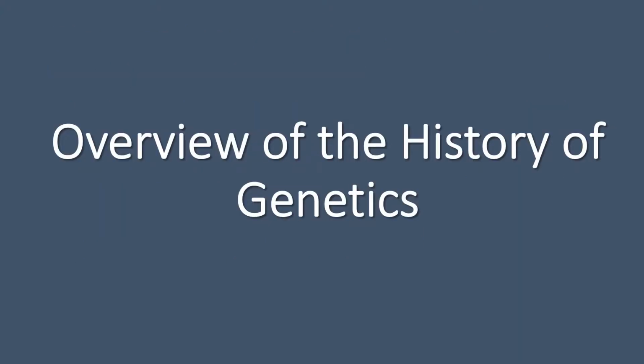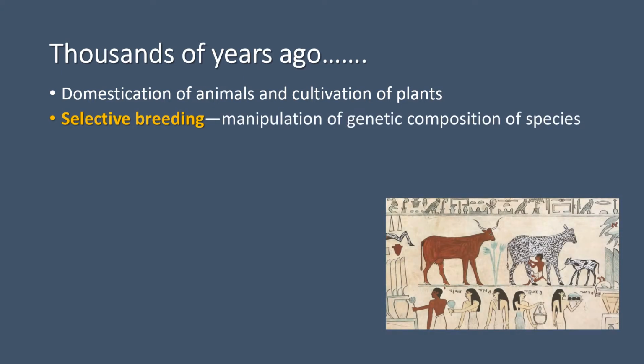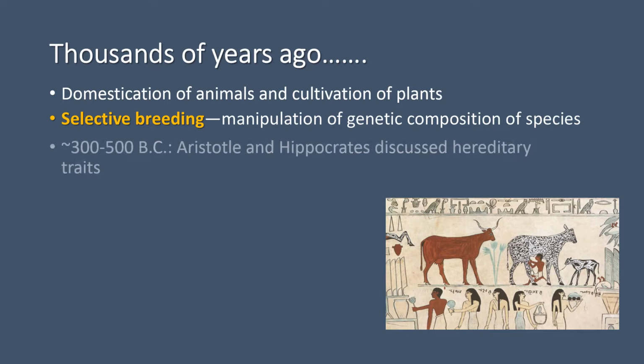Okay, so now we're just going to do an overview of the history of genetics and talk about some of the main players associated with genetics. We've always had the ability to domesticate animals and plants, and so the livestock that we have today and our crops are due to the effects of selective breeding that we've carried on for the last 1,000 years, and that's a form of manipulating genetics.